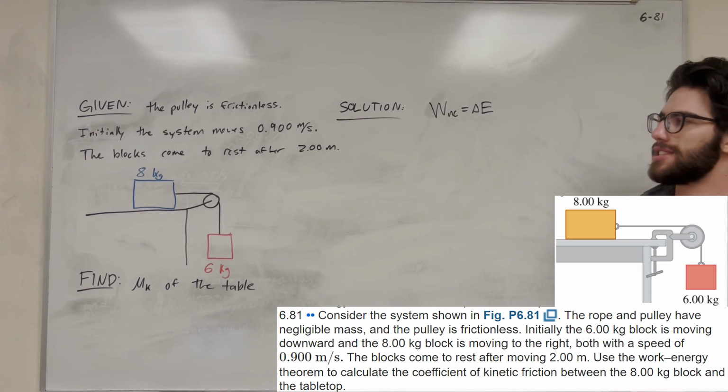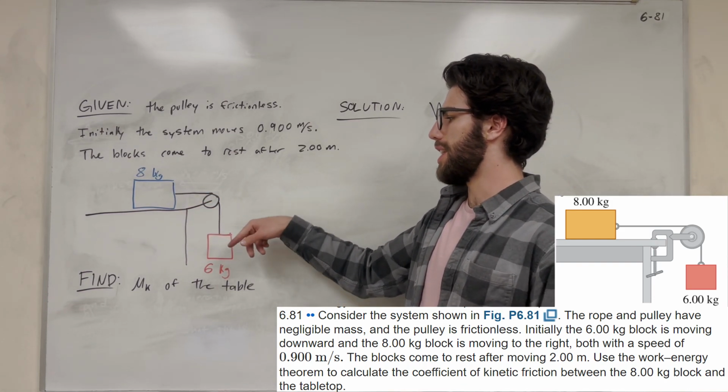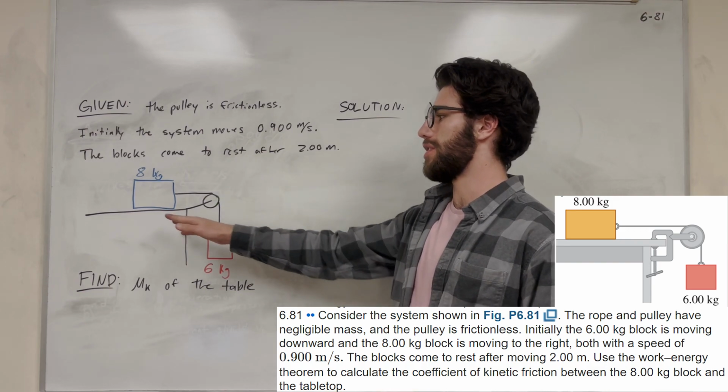So let's solve this problem. We got some pulleys going on, right? We have these two blocks attached to each other by a pulley. The red one is hanging and the blue one is being pulled across the friction surface here.